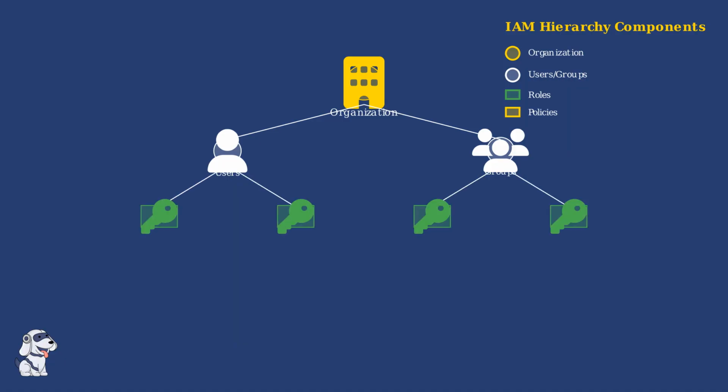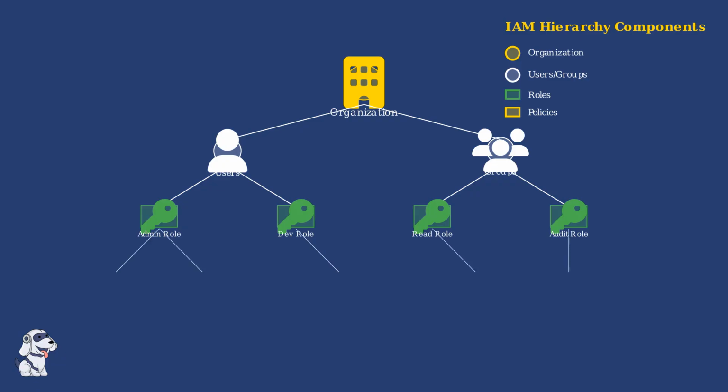Roles form the third level of the hierarchy. Roles are collections of permissions that can be assumed by users, groups, or services. They provide a flexible mechanism for granting temporary access and implementing the principle of least privilege across different operational contexts.